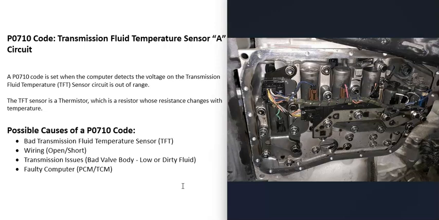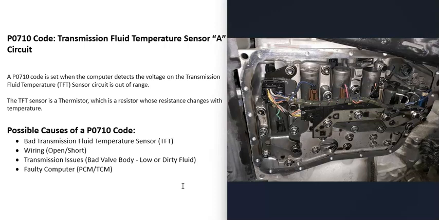The next thing that could cause this is that there's some kind of issue going on with the transmission. This would be something like a bad valve body, the fluid being really low or really dirty, or something like that. Something that would stop that sensor from working or cause it to overheat and read something very high, so that the computer thinks there's a problem with it when there isn't. But usually if that happens, you'll be getting a lot of other codes. You'll likely be getting solenoid codes, fluid pressure codes, things along those lines. So if you are getting any other codes, be sure to pay attention to that.